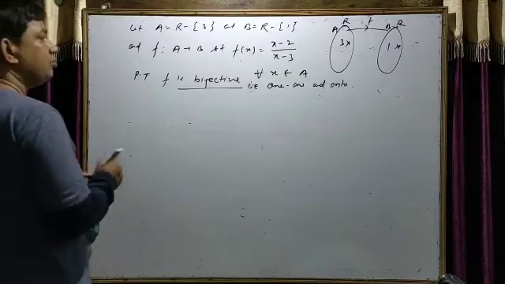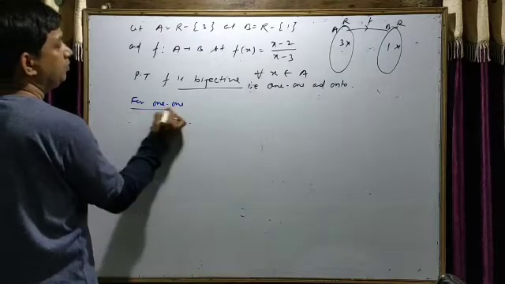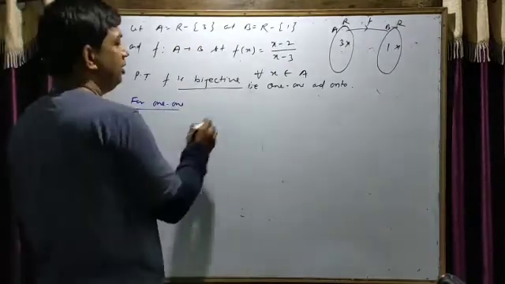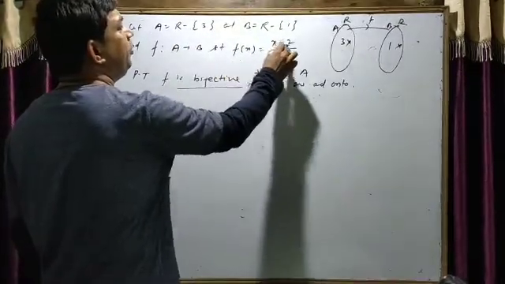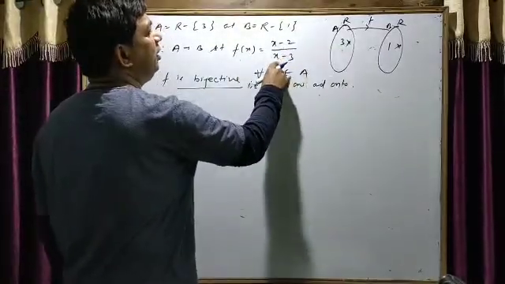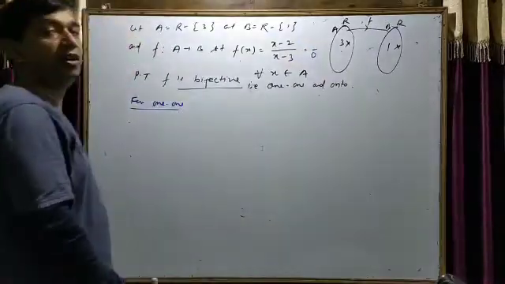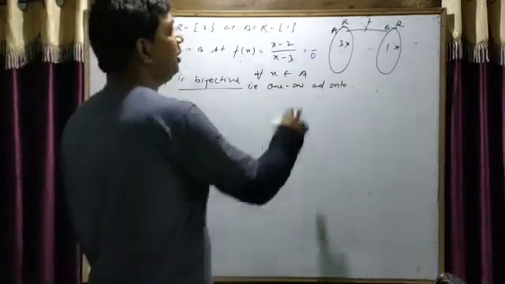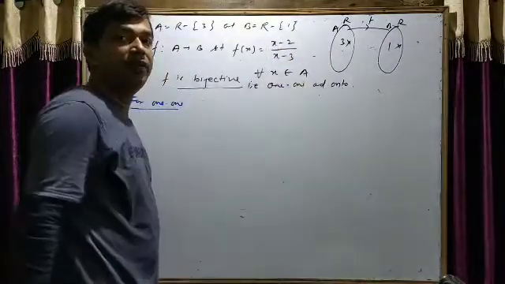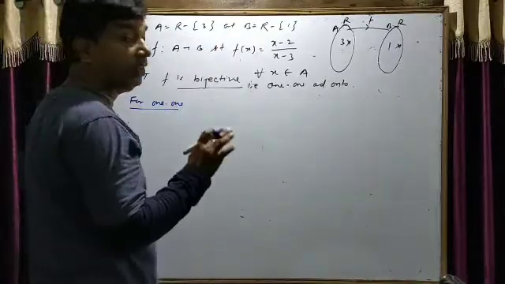Now for 1-1, why is it written R minus 3? Because if f(x) is given by (x minus 2) by (x minus 3), then if we take 3, 3 minus 3 becomes 0, and anything divided by 0 is not defined. So in our basket, that 3 is not present. If I remove that 3, then the function is always defined. So that is why in the domain 3 is not present.